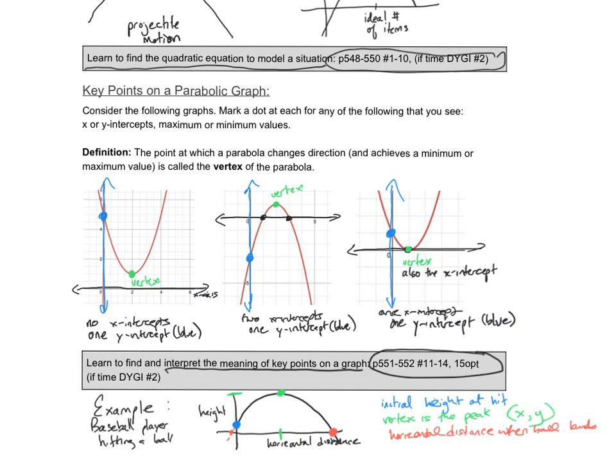So we can find out information about a situation like projectile motion by looking at these key points on the graph. And we don't do a ton of different situations. So as you go through enough examples, I think you'll get the sense, if you're very familiar with the examples, of what each of the key values means. So please make sure you take the time to go through the bookwork as well.